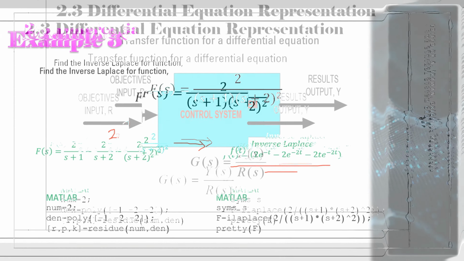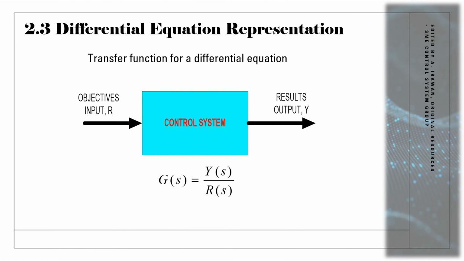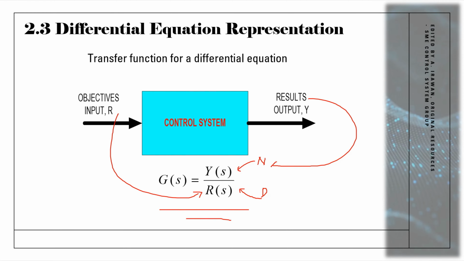So for the differential equation representations, we go back to the control system. Here we start entering the control system theory, which is we need to play around with the transfer functions. Here is a transfer function. Which one is the numerator, and which one is the input? This one is the input, and the denominator is the output or the result.